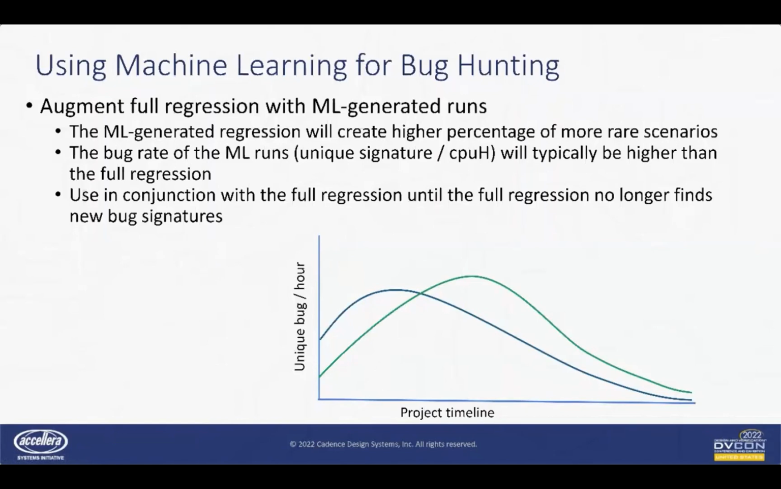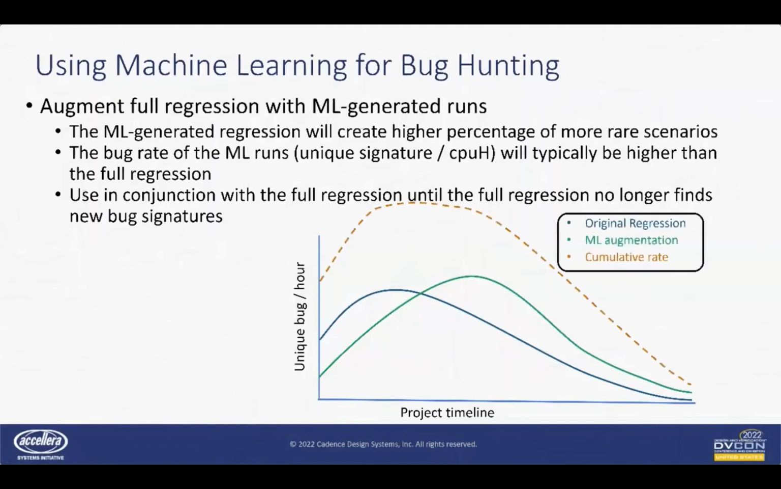Over time, the number of unique bugs you see from the Xcelium ML runs is going to increase. It's because the full regression is requiring more runs to expose bugs. The ML regression is seeing those bugs sooner, so you're getting day to day more bugs from the ML regression. And then again, over time, the ML regression is going to stabilize too, but as you get later in the project, the expectation is that more of your unique bugs would be coming from this ML generated regression. That's how this would work.